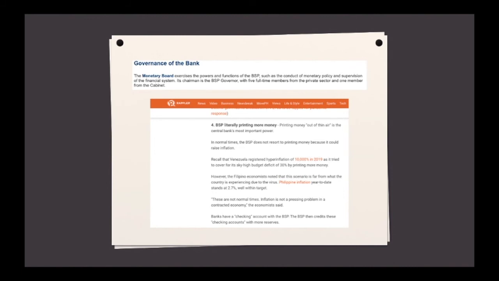Imagine what would happen. When you go to the website, you would see there that it says it controls the prices of things, not just the flow of currency, and they print money. In an article, it says here BSP is literally printing more money. They are suggesting that BSP prints more money. Printing money out of thin air, my gosh, is the central bank's most important power.